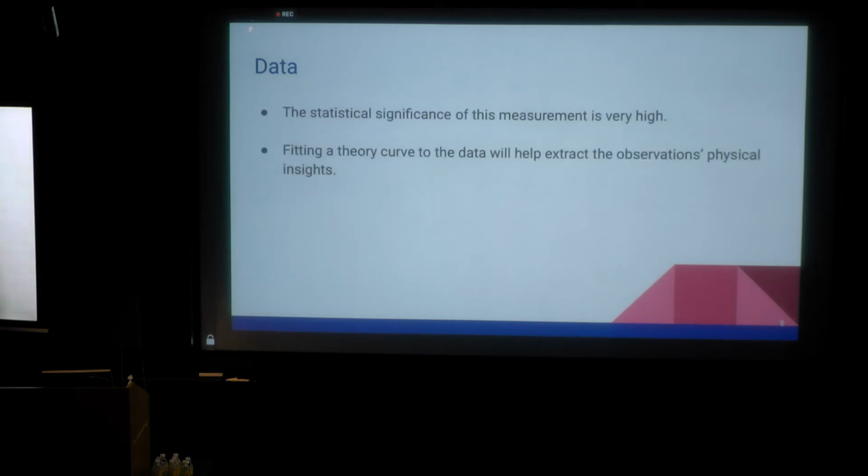So overall, the statistical measurements are very high, so that's really good. And fitting the theory curve to the data will help us look at this data and connect it to things that we have questions about. What was going on in the beginning of the universe? How can you extract this information and connect it to literature itself?